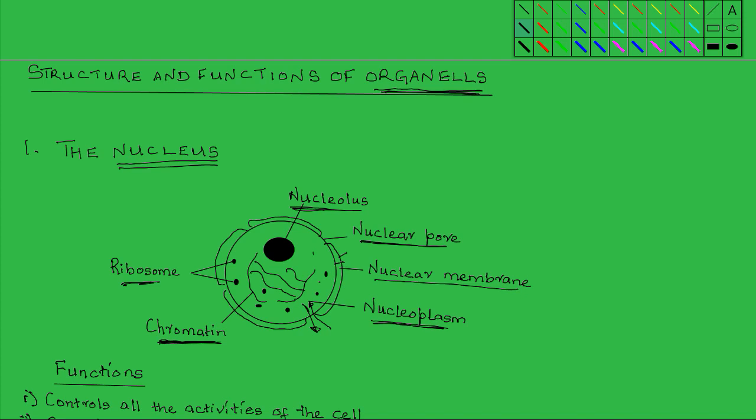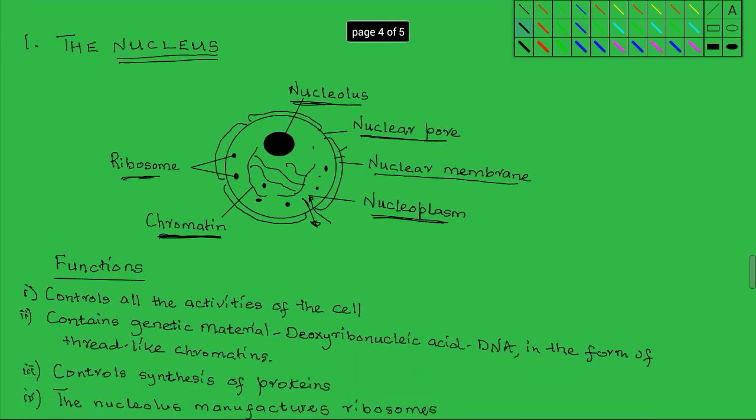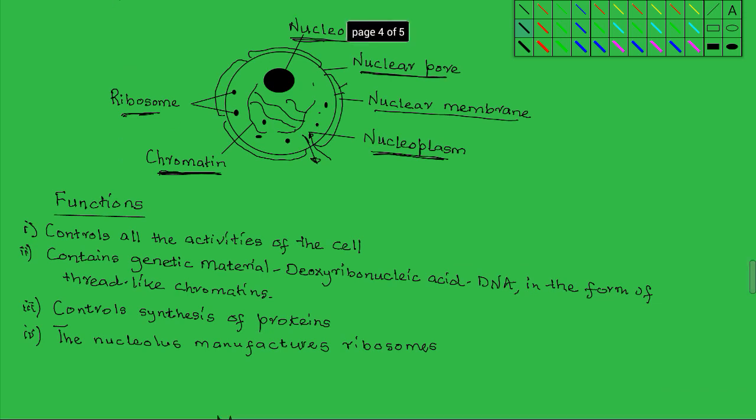Functions of the nucleus. It carries out very important functions that determine the activities of the cells. First and foremost, it is a controller. It is the one that controls all the activities of a cell. Without the nucleus, the cell will not survive for long, because all the reactions, all the synthetic activities that take place within a cell are directed by the nucleus.